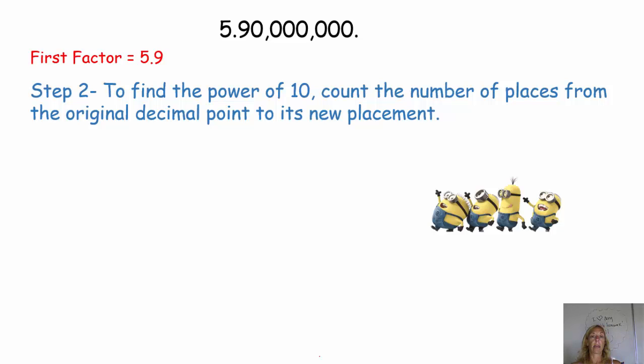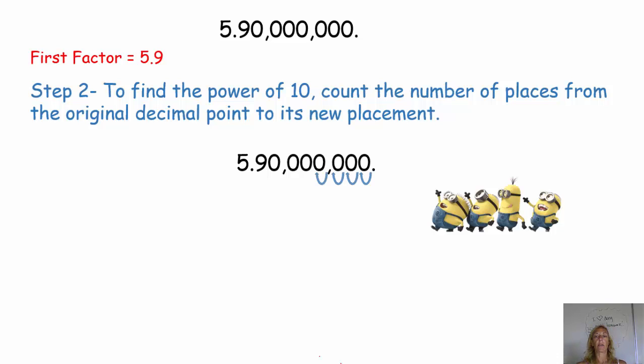Okay, nothing's popping up. There it is. Okay, so here's our original number. This is what we're doing now. We are counting the number of places from the original to the new decimal point. So there's 1, 2, 3, 4.